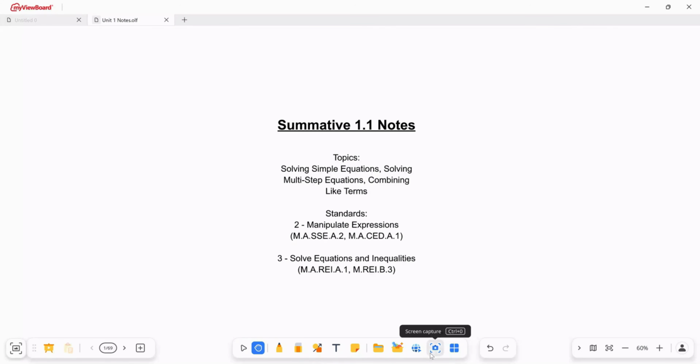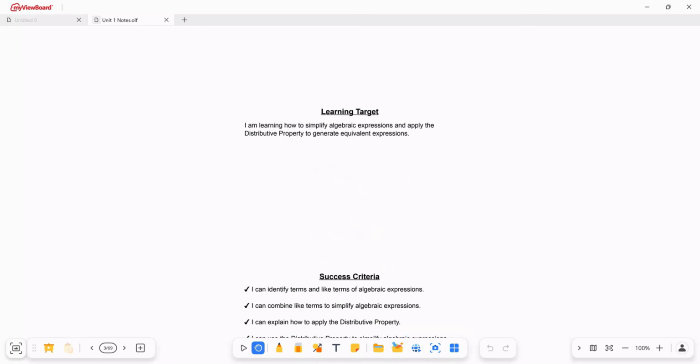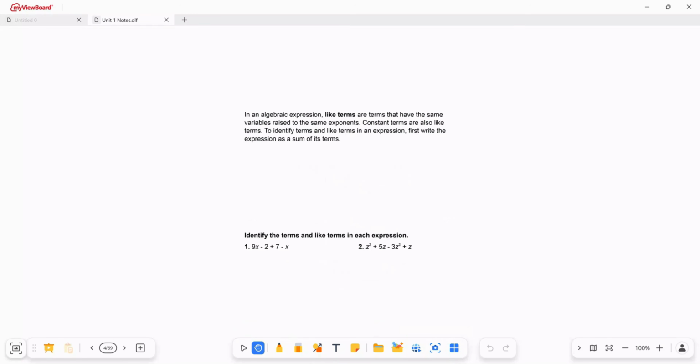All right, so here is Unit 1.1. First section within this is just going to be combining like terms. So when we're combining like terms, we're going to be looking for things that are going to have similar properties like letters, exponents, not necessarily the number in front, because addition, subtraction, multiplication, and division all can happen within these. So let's get into some of the examples.